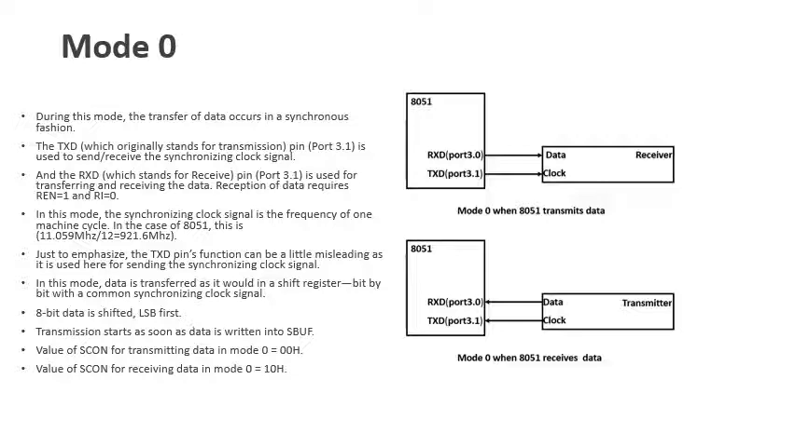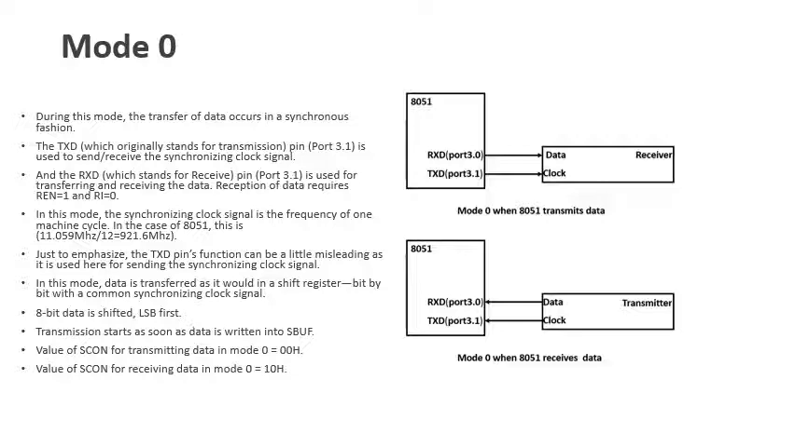First, mode 0. During this mode, the transfer of data occurs in a synchronous fashion. The transmit data pin TXD, which stands for transmission, that is pin number 3.1, is used to send the synchronous clock signal, and the RXD, which stands for receive, pin number port 3.0, is used for transferring and receiving the data. Reception of data requires REN, receive enable, equal to 1 and RI equal to 0.